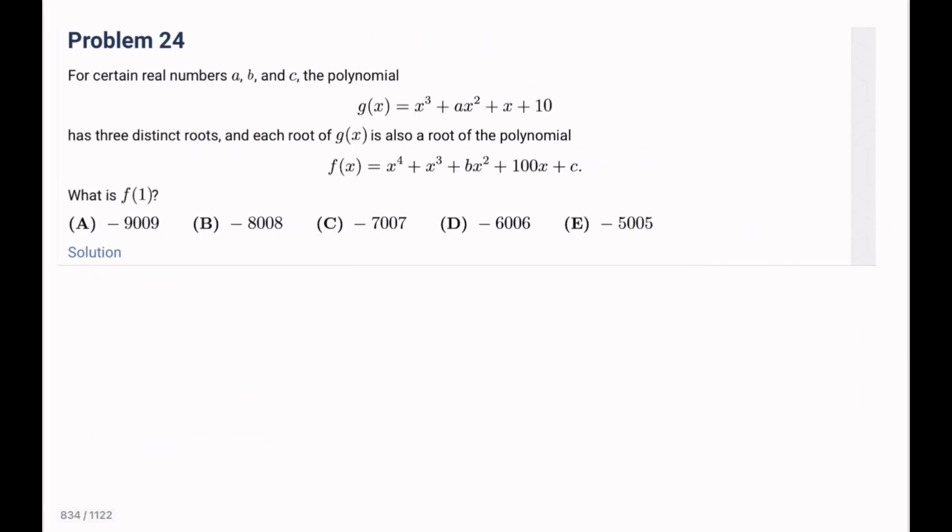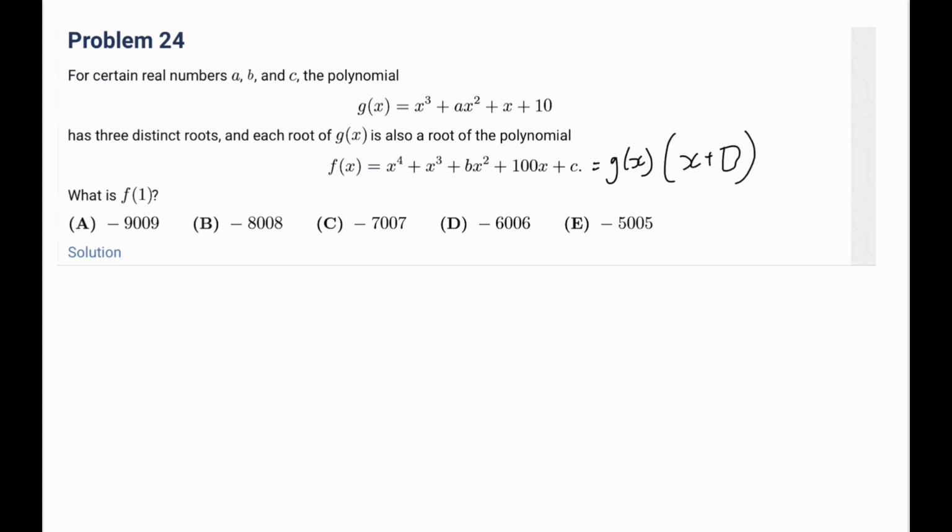Number 24. For certain real numbers a, b, and c, the polynomial g(x) equals this has 3 distinct roots, and each root of g(x) is also a root of the polynomial this. And what is f(1), right? And so since it's said that each root of g(x) is also a root of this polynomial, that means g(x) is actually a factor of this polynomial. So this is g(x) times x plus something, right?